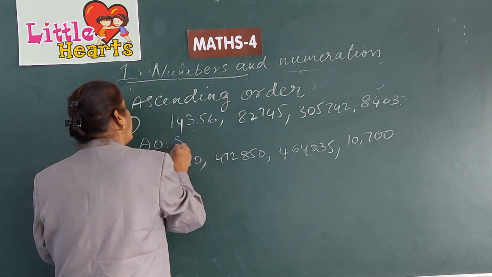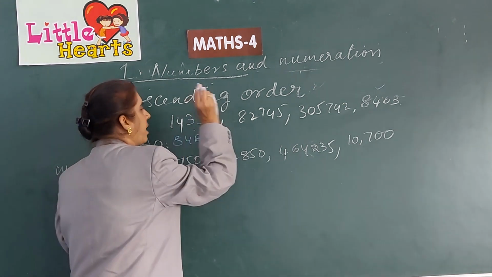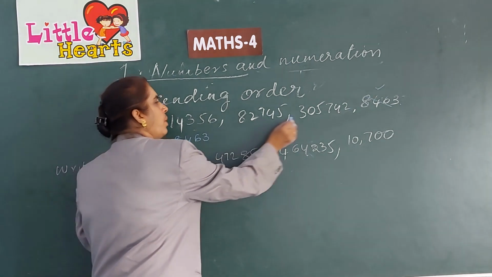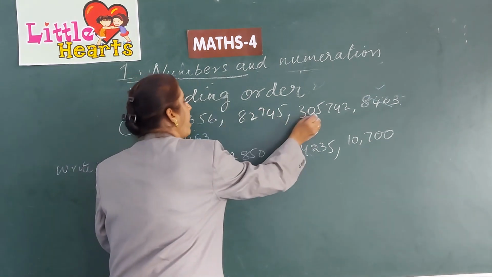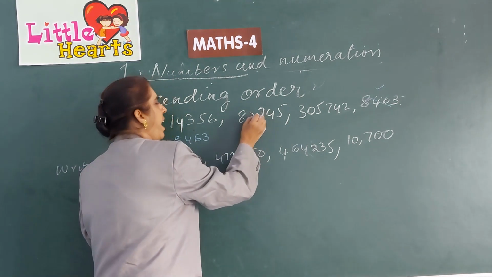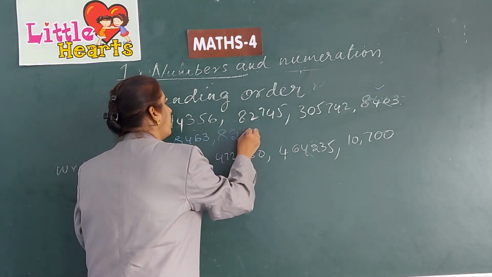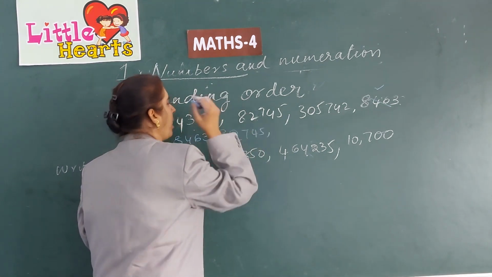So, check the number of digits in each number. In this set, one has 4 digits and the remaining all have 5 and 6. So this is the smallest number. So 8,463 comes first, and among these three, these two have 6 digits and this has 5 digits. So next comes 82,745.